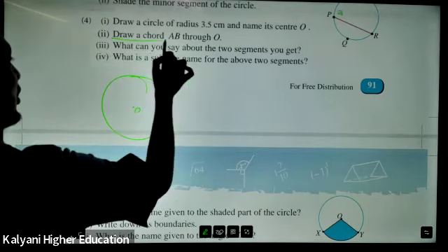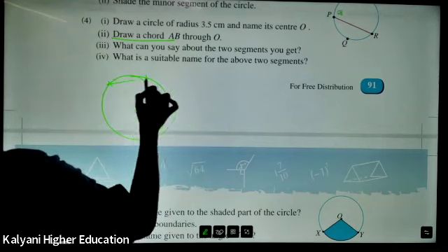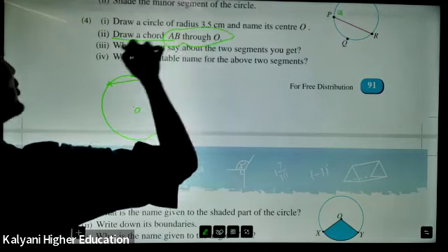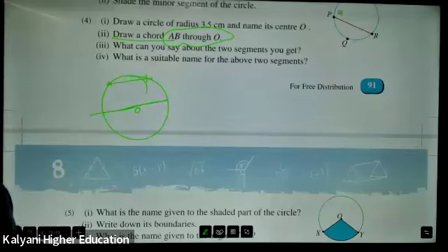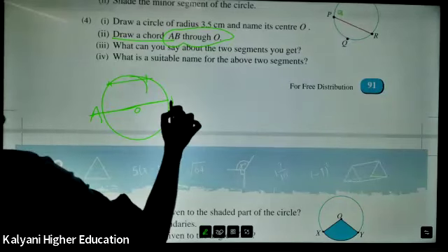Then you should draw a chord. Chord means two points you should join, but you can't just draw a line to join it. AB passes through the center O. Passing through the O means you should draw it like this. This should be A and this should be B.